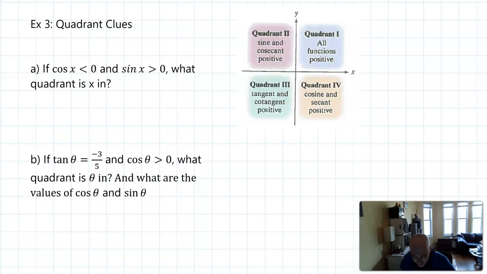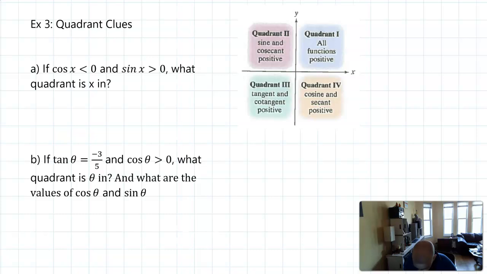The next group of problems are problems that I call quadrant clues. They're basically telling you something about an angle, but they're not going to be super direct about it. Instead, they're going to sort of rely on you to use some of the clues to figure out what quadrant an angle might be in. So example A asks, if cosine x is less than 0 and sine x is greater than 0, what quadrant is x in? And in this case, x is an angle.